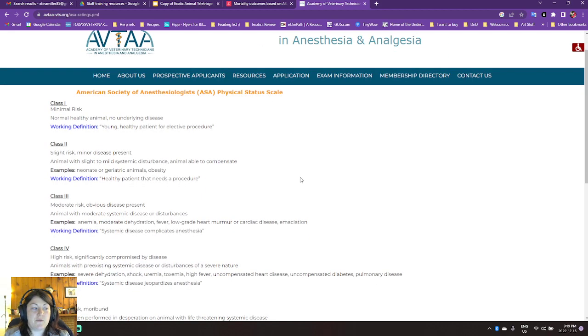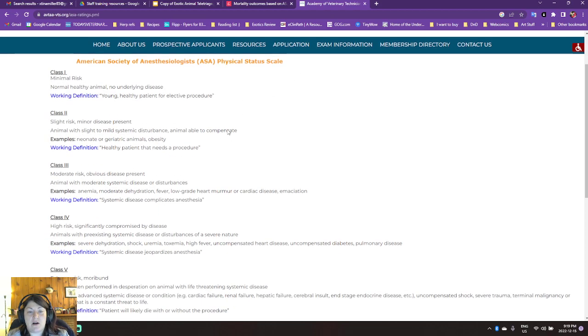Fantastic. VTSs in anesthesia and analgesia are wonderful. So effectively, for the people who don't know what ASA risks are, class 1 are patients that are minimal risk. These are young, healthy patients that have no obvious underlying disease, and it's usually for elective procedures, so procedures that aren't having an immediate medical need, like elective spays and elective castrations.